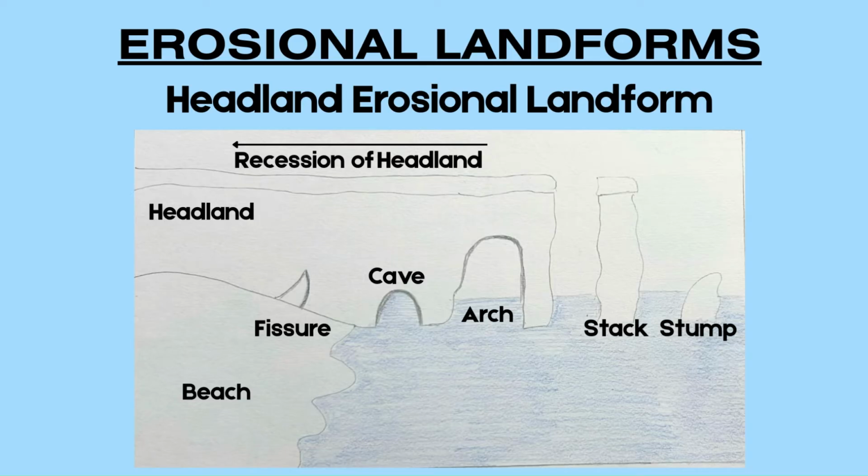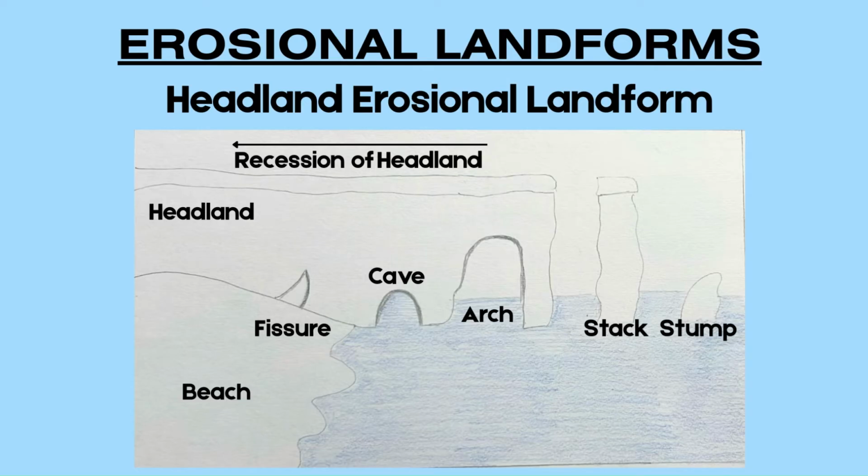As erosion continues, the cave deepens and may eventually break through to the other side of the headland, forming a natural arch. This arch is an impressive structure with a bridge of rock over the water, as seen in the middle of the drawing. The arch remains temporarily stable, but the same forces that created it continue to act on it. With time, the roof of the arch becomes too weak to support itself and collapses due to gravity and further erosion. This leaves behind a tall, isolated column of rock called a stack.